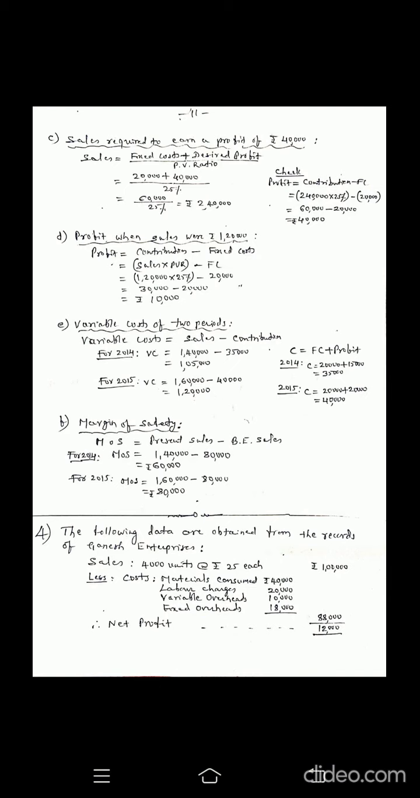So, when it is divided by 25%, it will give us 2,40,000 sales. So 20,000 fixed cost plus 40,000 desired profit, total comes to 60,000, divided by PVR 25%, sales will be rupees 2,40,000. That is, to earn a profit of 40,000, sales should be 2,40,000.